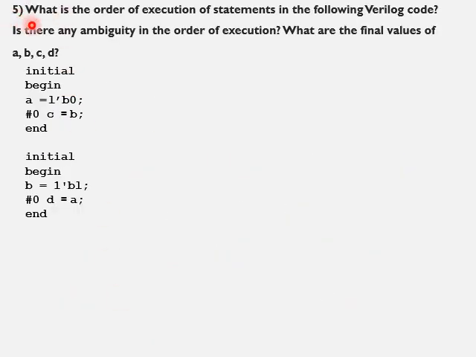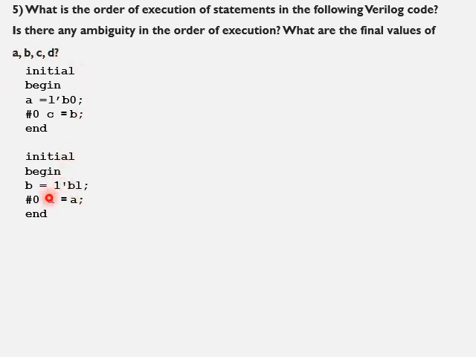Question number 5. What is the order of execution of statements in the following Verilog code? Is there any ambiguity in the order of execution? What are the final values of A, B, C, D? Initial begin A equal to 0, #0 C equal to B, end. There is another initial block that is B equal to 1, #0 D equal to A.